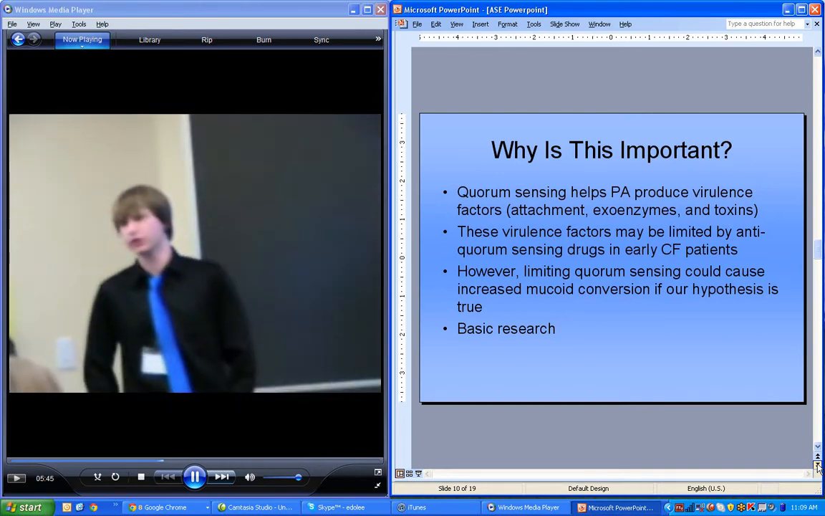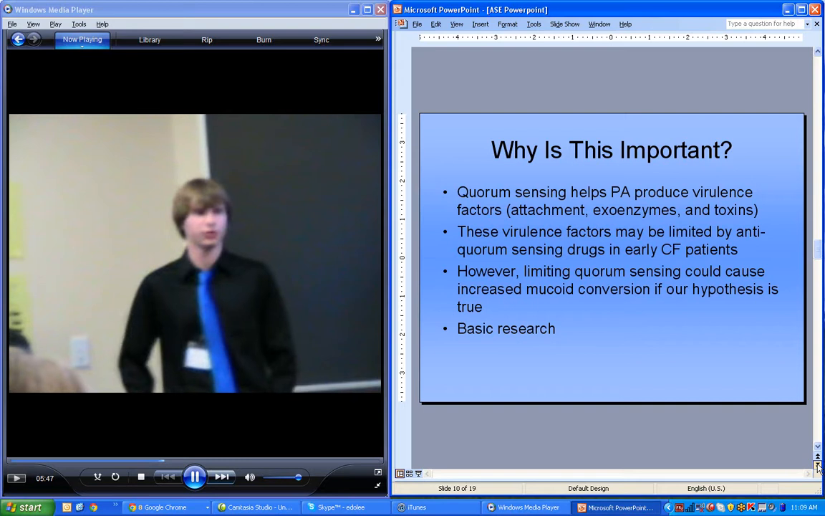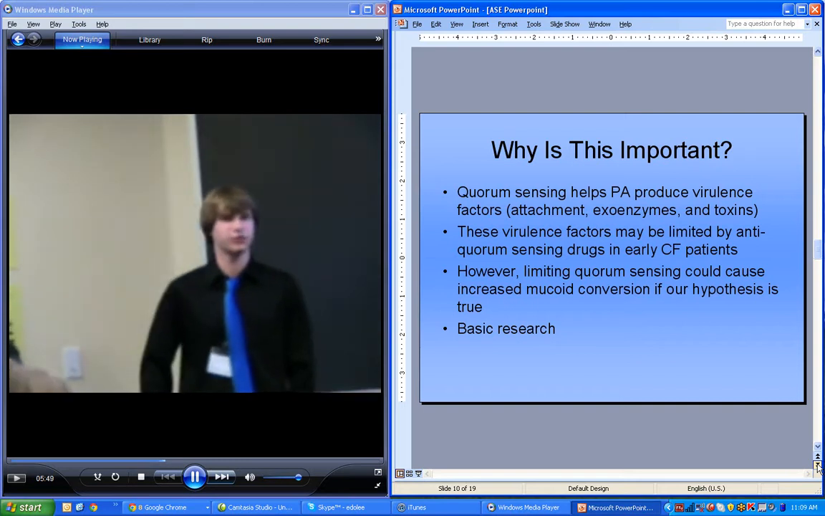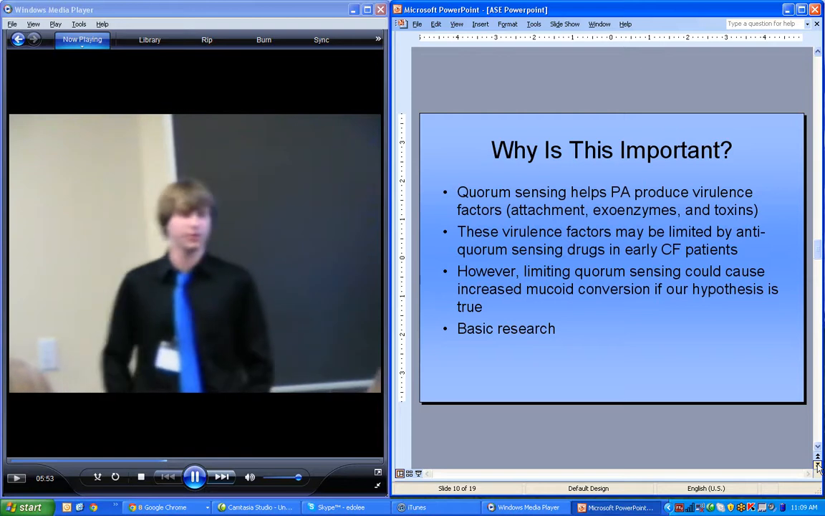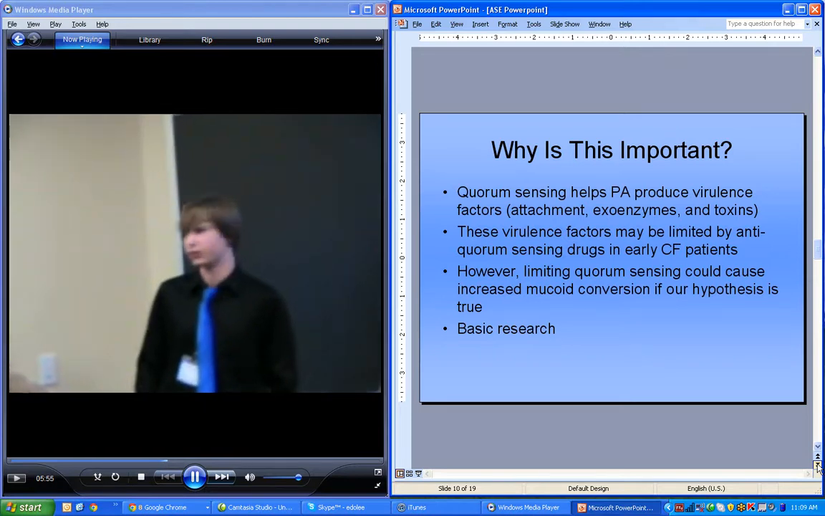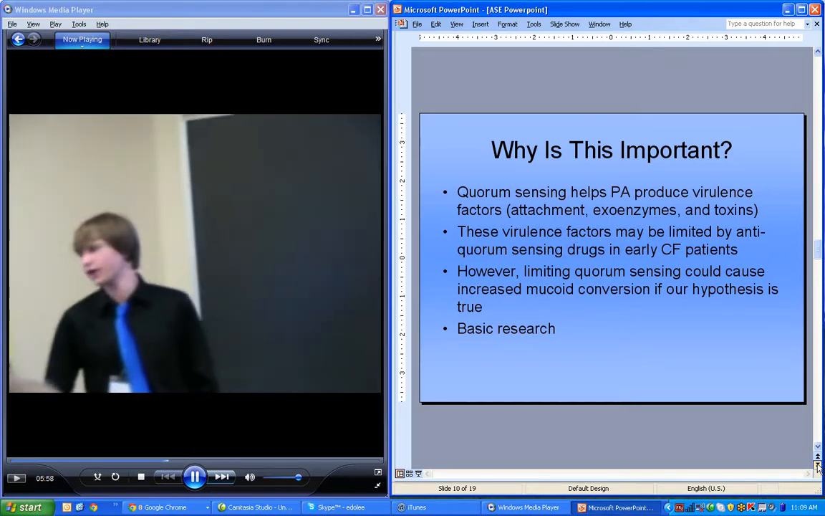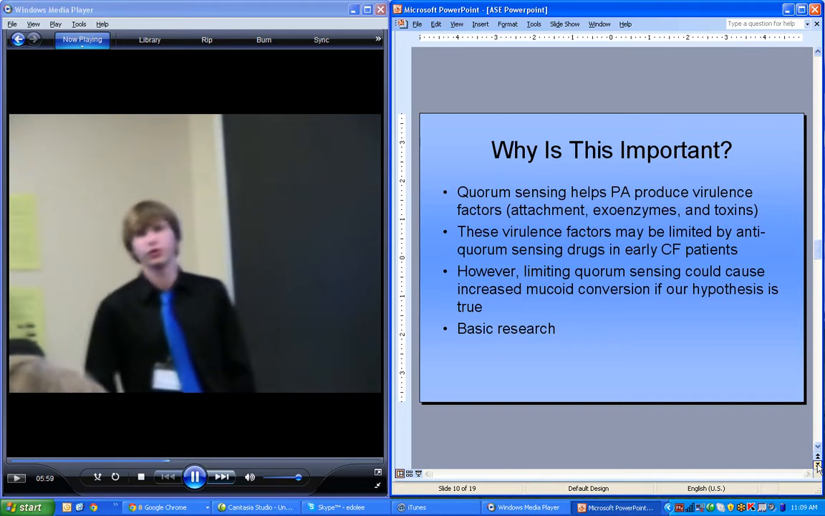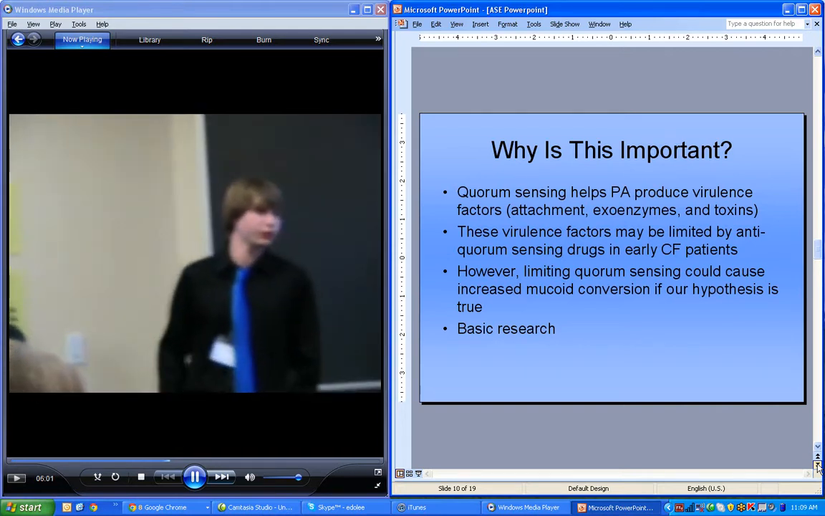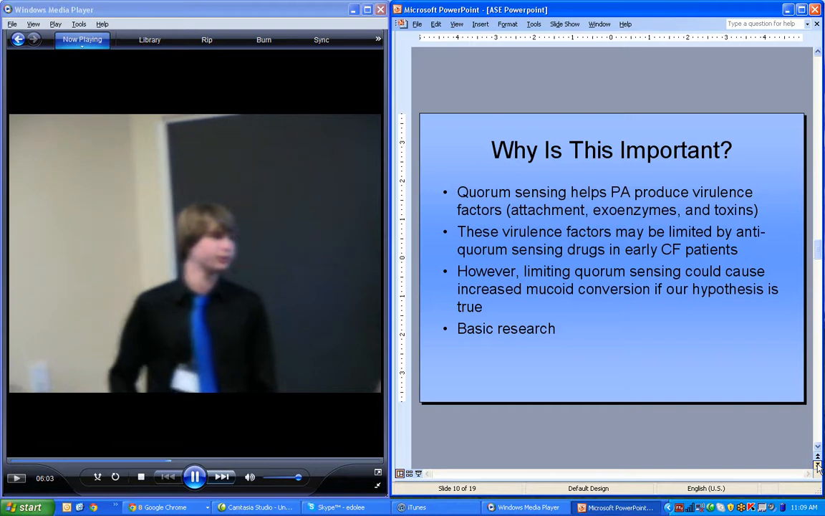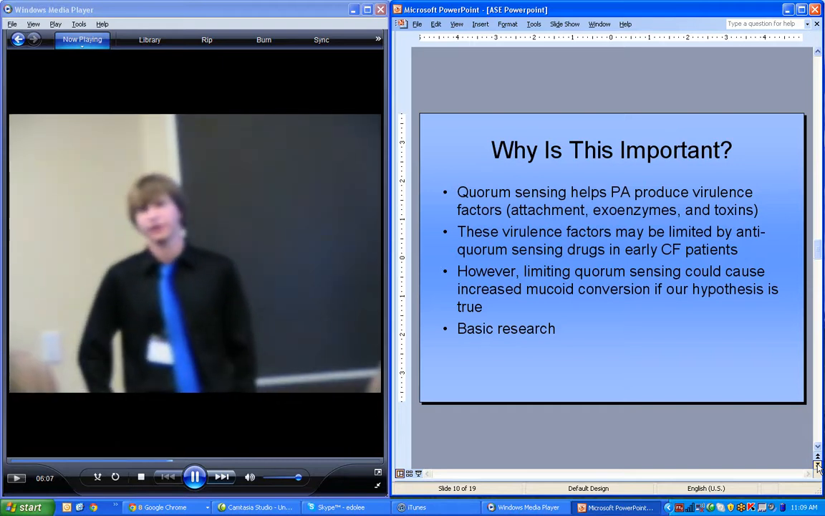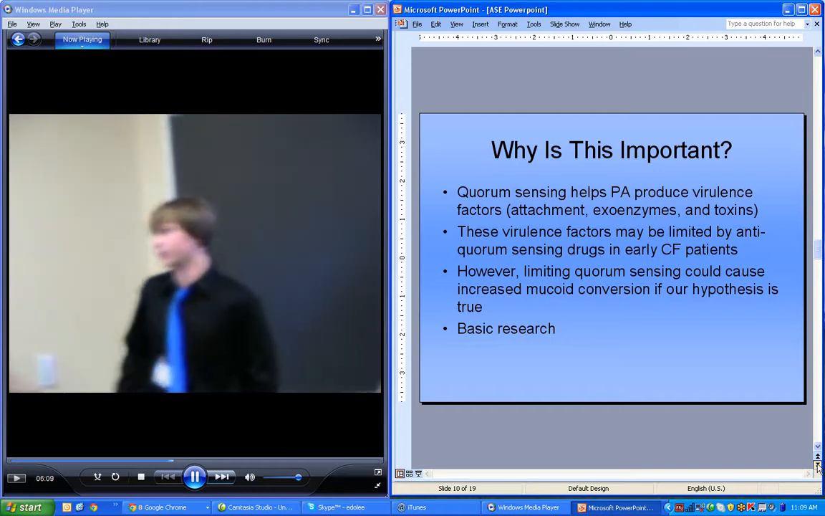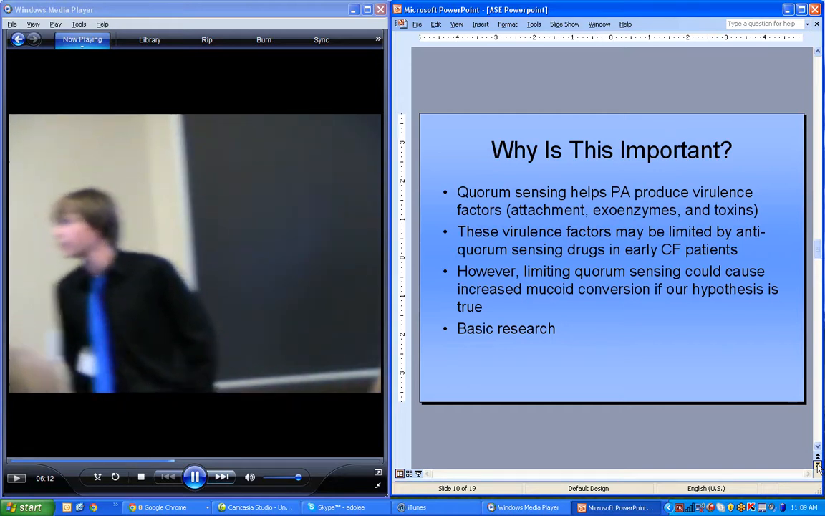But if you limit Quorum-Sensing in the Pseudomonas aeruginosa, they can begin to behave like LasR mutants, and Quorum-Sensing will turn off, which may, if my hypothesis is correct, make them convert to mucoid, which will kill the patient even faster. And also, it's very important to have a general knowledge of these types of things in relation to Pseudomonas aeruginosa, so we can more fully understand how it works in cystic fibrosis patients.